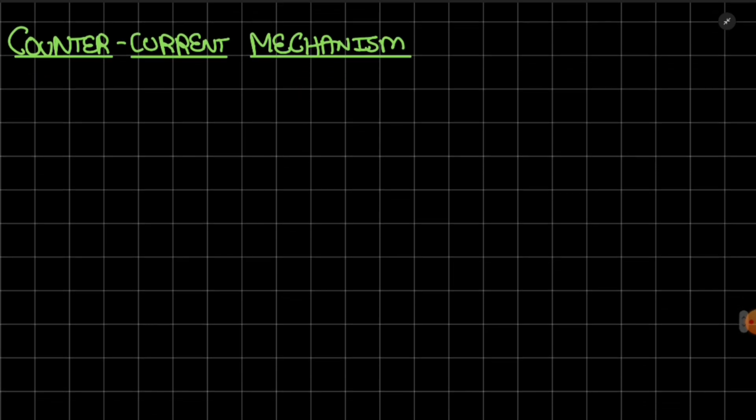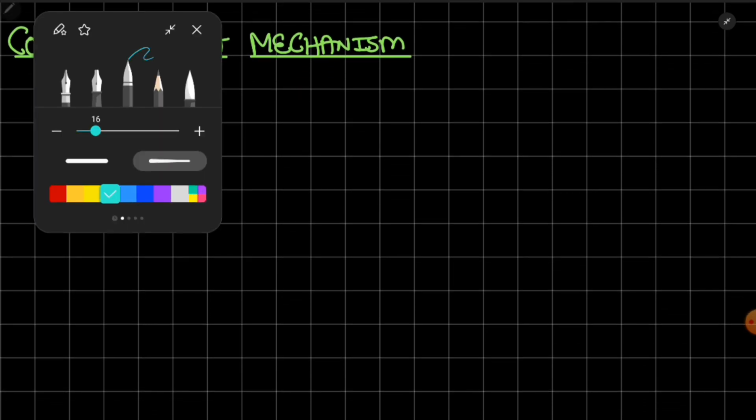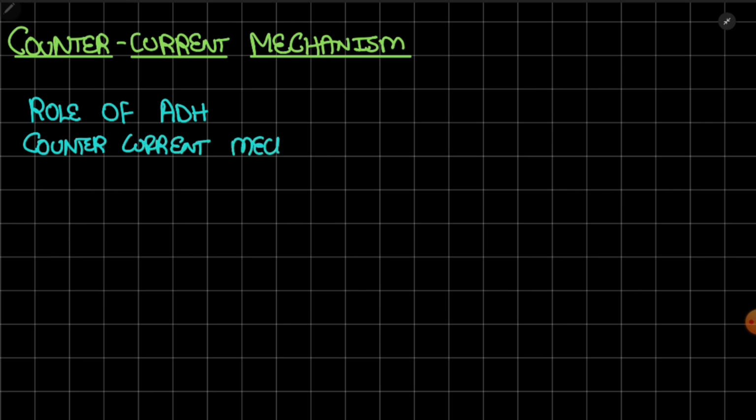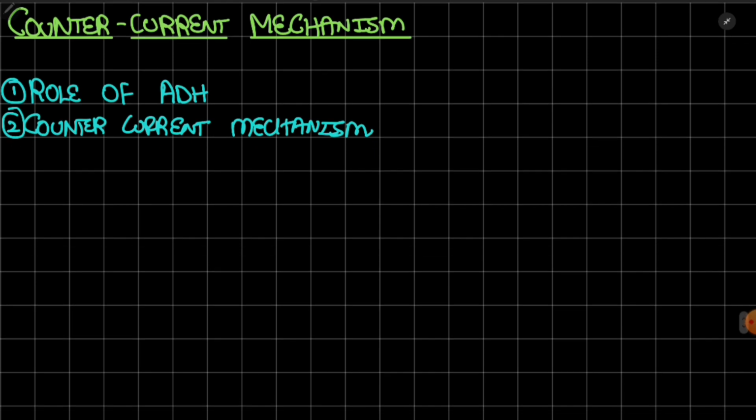Now in the counter current mechanism we will follow a series. The first is the role of ADH. The second is the counter current mechanism. Basically we will follow these two, and in the counter current mechanism we have three processes.